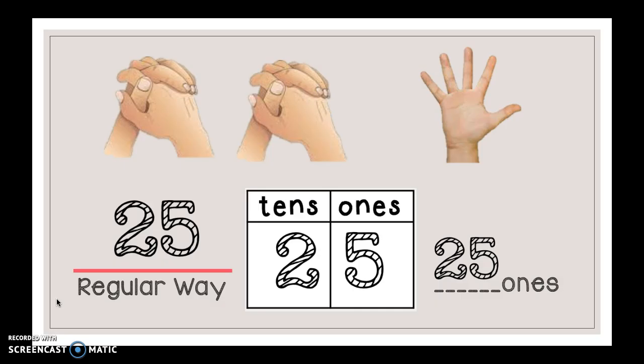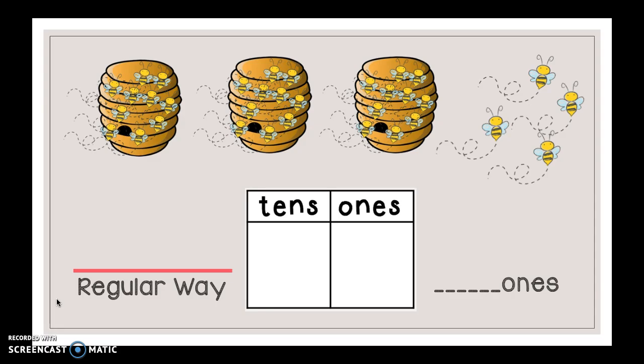Okay, it's your turn. Now, in this picture, you're going to see some bees buzzing around the hives. Each hive has 10 bees in it. And then you'll see there are some bees floating around the side. Now, I want to think about how many ones I would have if I were to maybe shake those hives and have those bees go flying. How many ones would I say are in this picture?